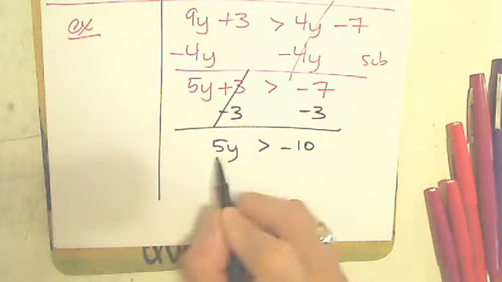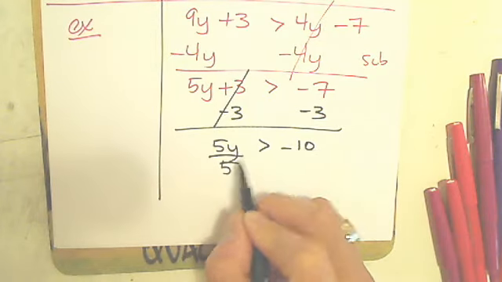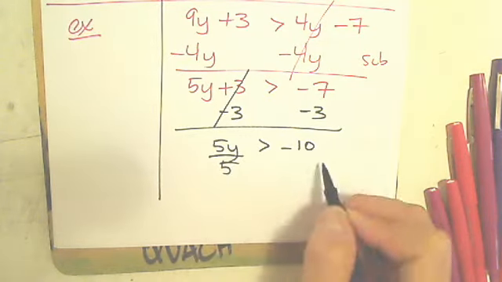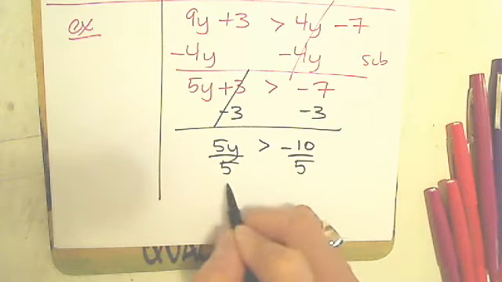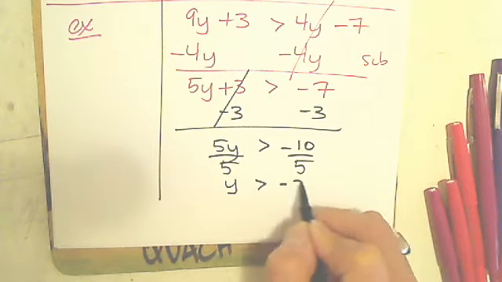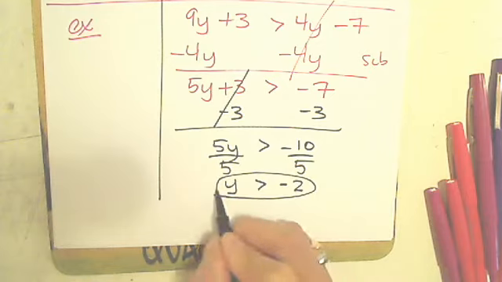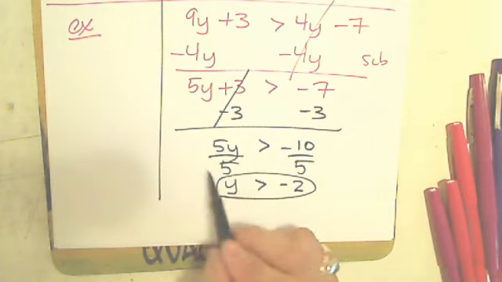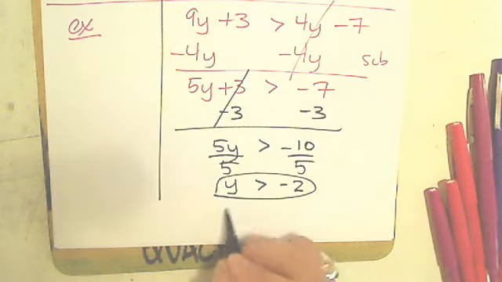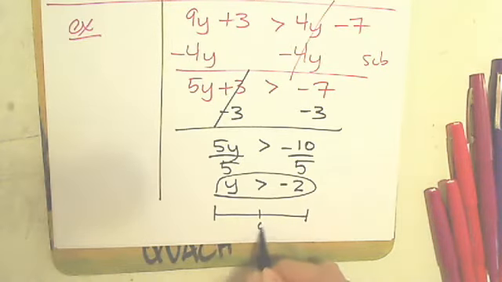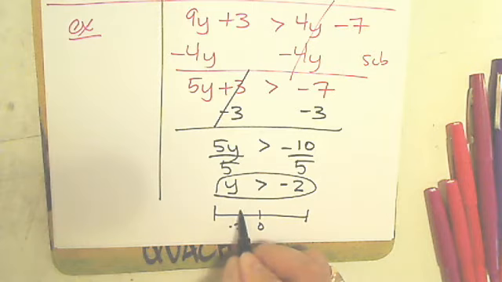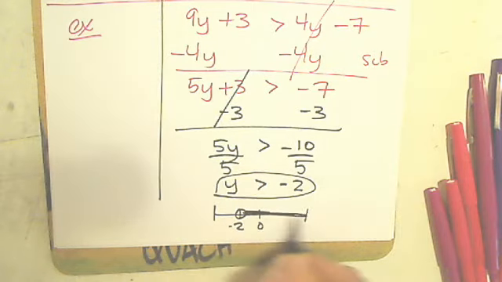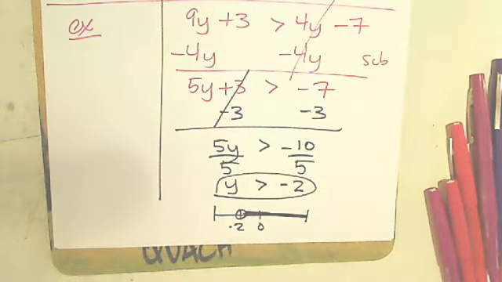Now, looking ahead, no signs are flipped because the letter is on the correct side and you're dividing by a positive 5. y is greater than negative 2. Even though the answer is negative, it doesn't matter because you did not divide or multiply by a negative, and the sign did not move. Negative 2 on the left side, open circle, but shade right. That's today's homework. Both sides.